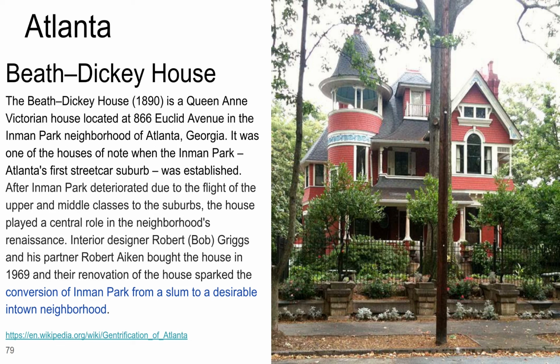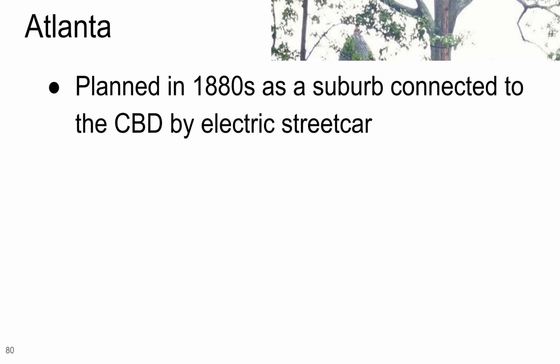This house played a central role in the neighborhood's Renaissance. Interior designer Robert Bob Griggs and his partner Robert Aiken bought the house in 1969, and their renovation of the house sparked the conversion of Inman Park from a slum to a desirable in-town neighborhood. And I've included a link in the slides to the Wikipedia article about the gentrification of Atlanta. So, man, fantastic. But wait, there's more.